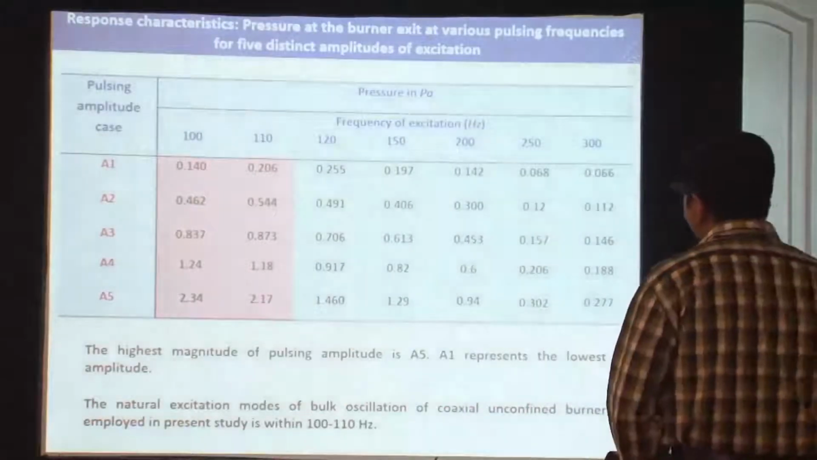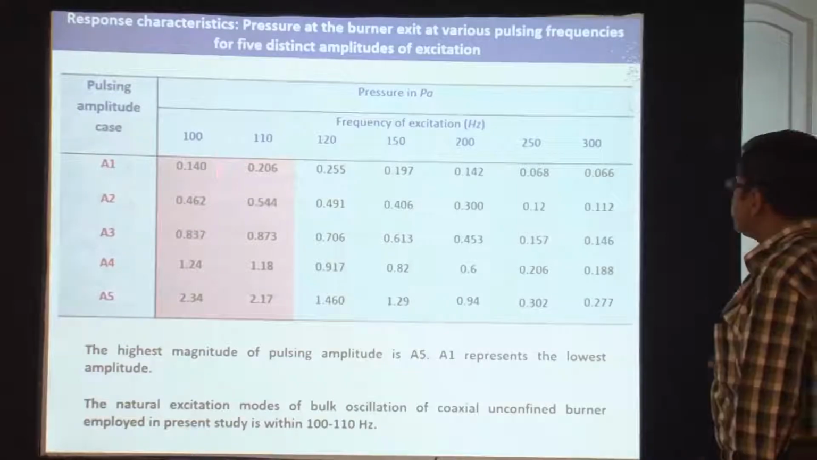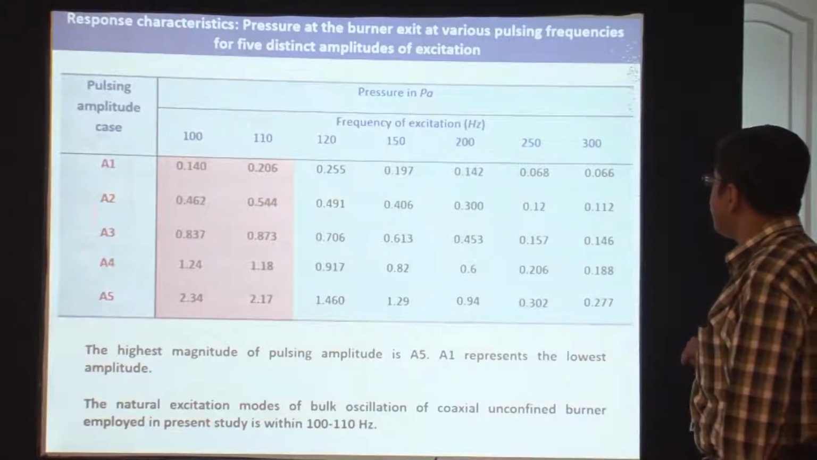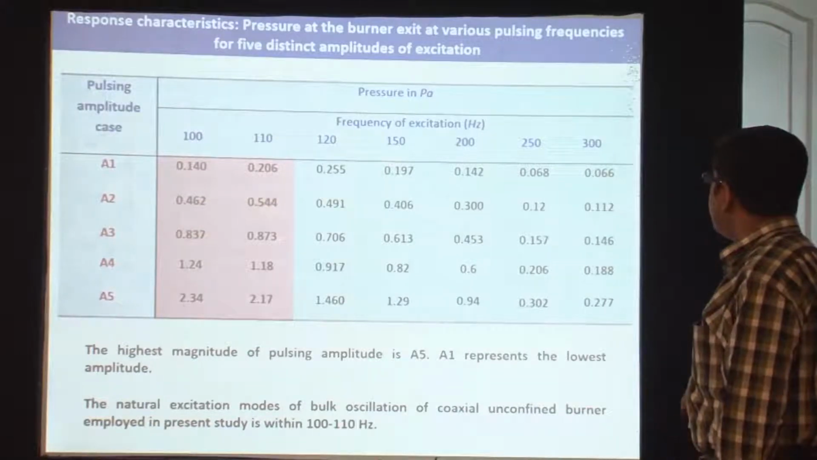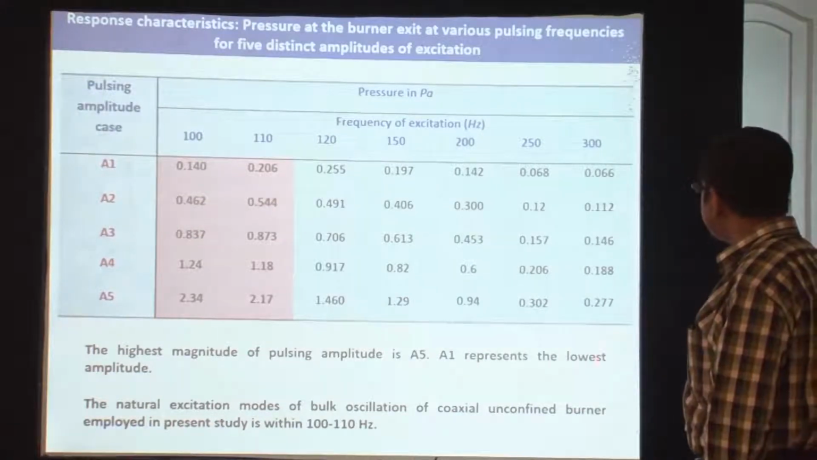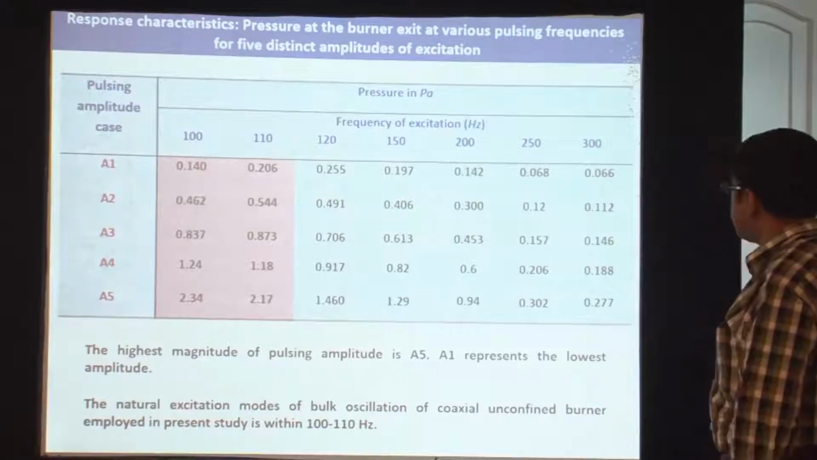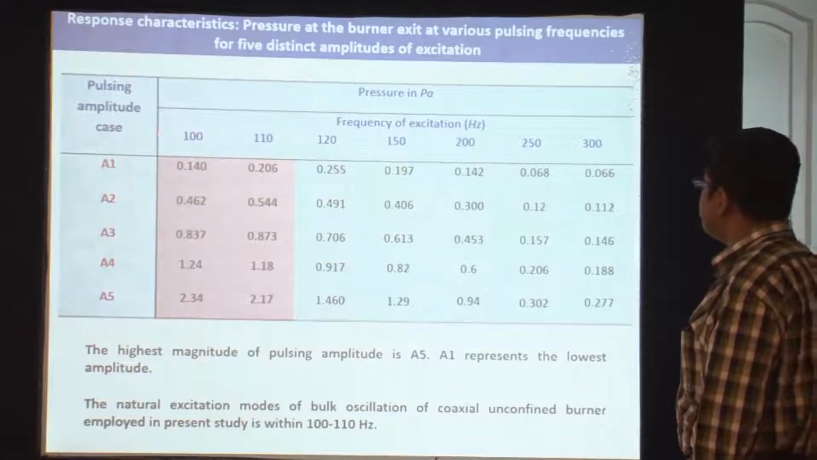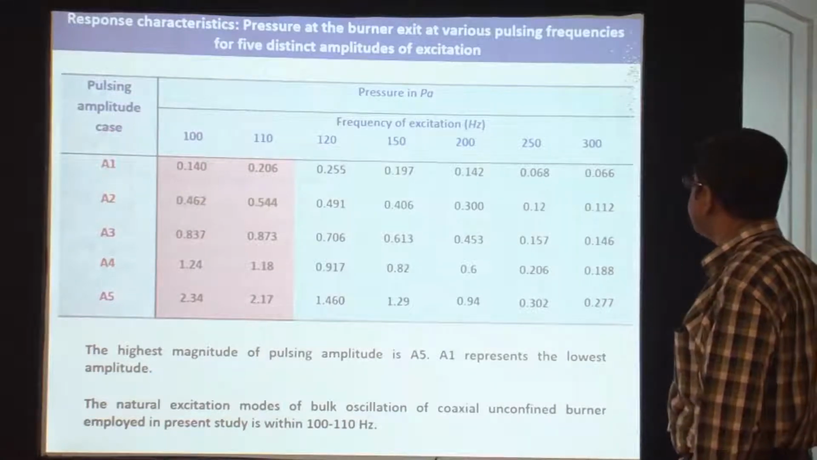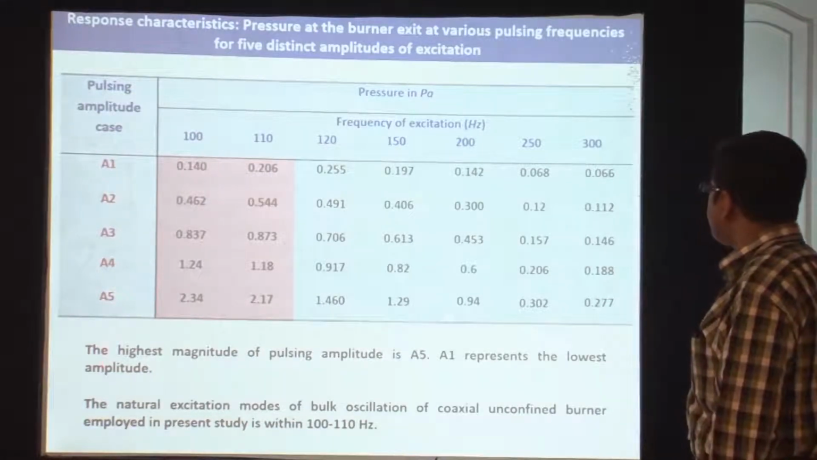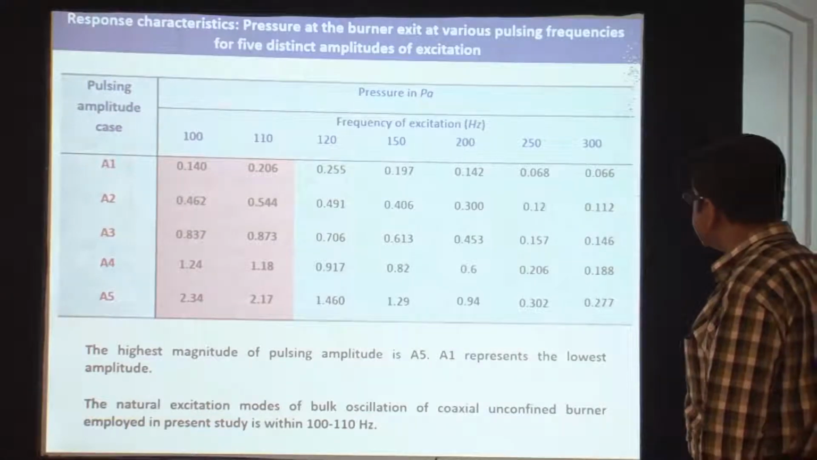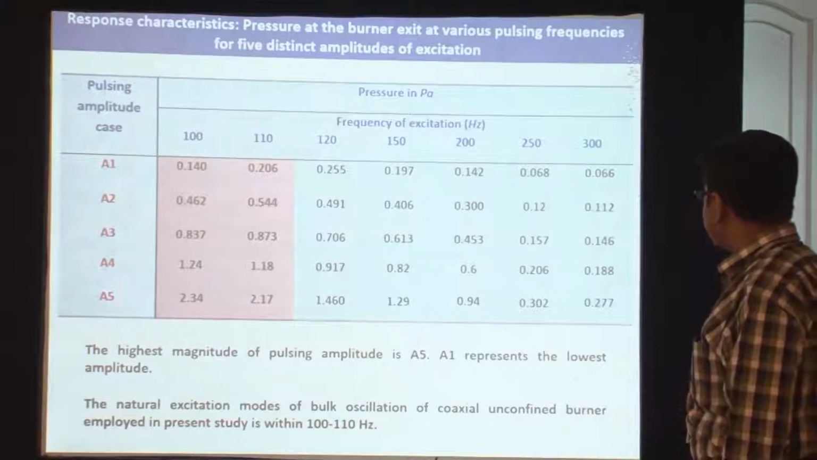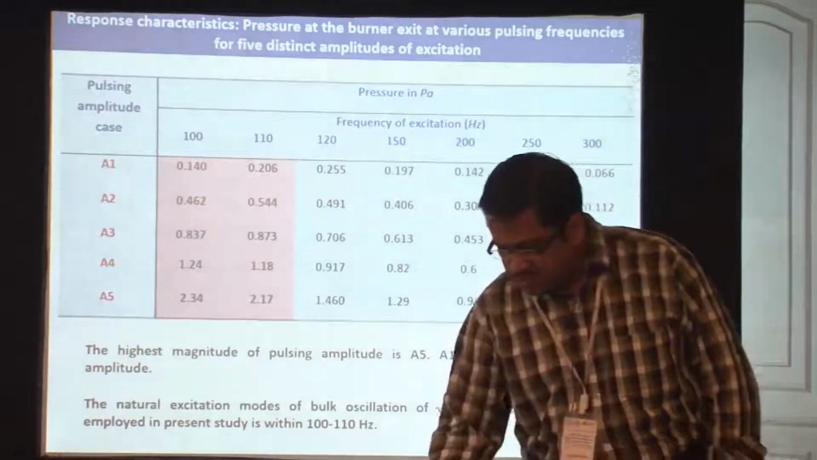There were a number of amplitudes that we did, and these amplitudes are increasing in magnitude. However, the frequency of excitation, though we tried a broadband range, the response features lie basically within 100 to 120 hertz, in that window. So it is prudent to excite it at these particular values. A5 represents the highest amplitude, A1 represents the lowest amplitude in this scenario.